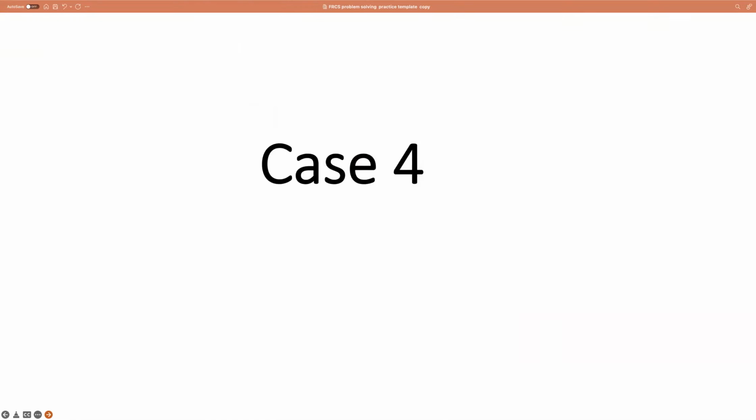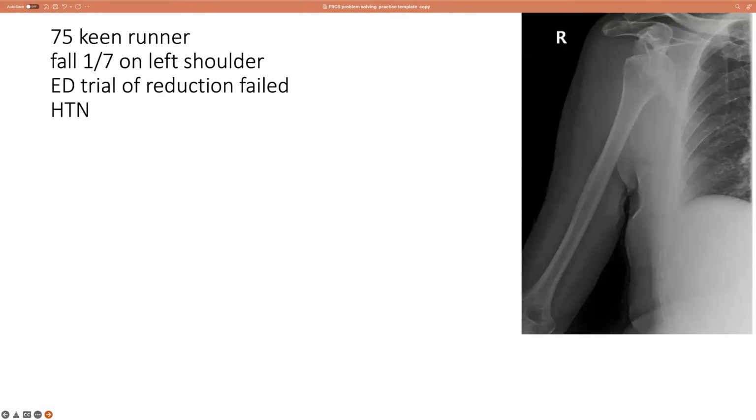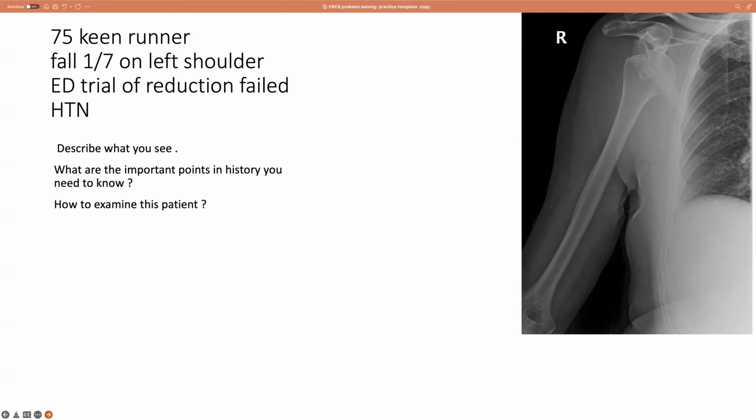Case 4. 75 years old, keen runner. He had a fall more than 24 hours ago on his left shoulder. ED trial of reduction failed. Had a background of hypertension on a single medication. Describe what you see. What are the important points in history you need to know? How to examine this patient?